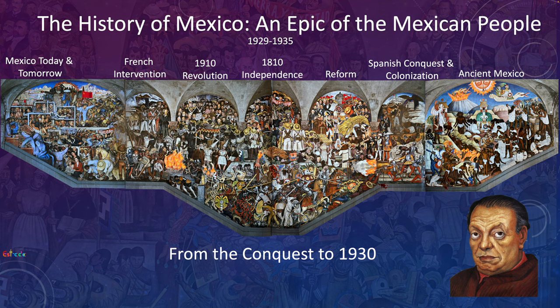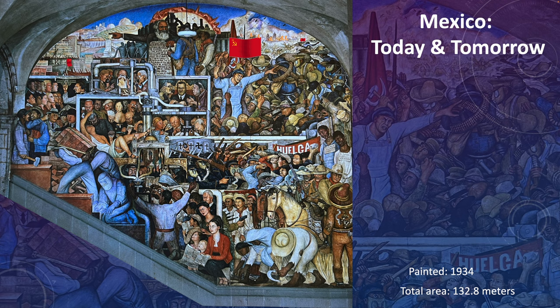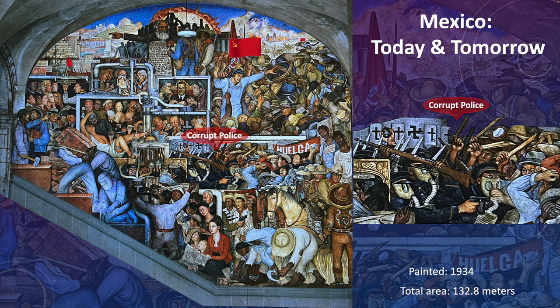But right now, let's break down the last section, Mexico, Today and Tomorrow. Painted in 1934, which takes up 132.8 meters. Near the center, Rivera paints a police force protecting the entrance of the rich and elite, attacking the people they are sworn to protect who are engaging in peaceful protests.